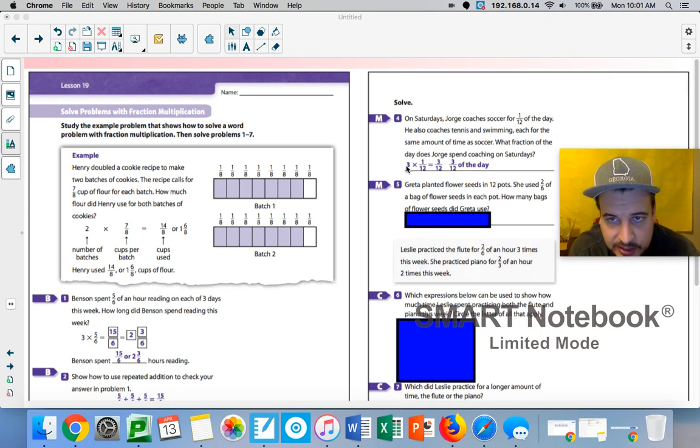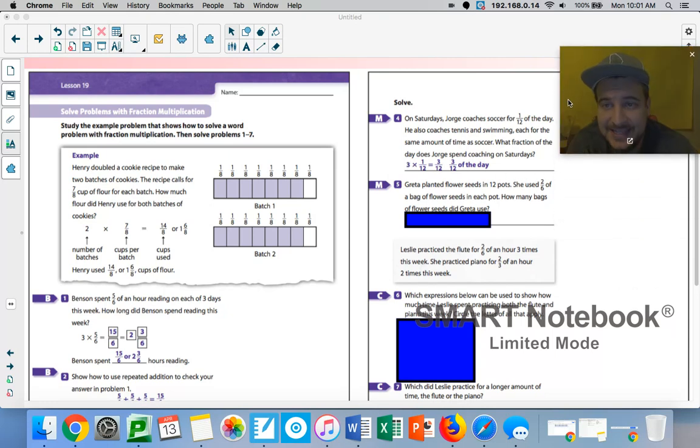So on Saturdays, George coaches 1/12 of the day. He also coaches tennis and swimming, each for the same amount. So that's 3 sports, soccer, tennis, swimming, 3 times 1/12. For the same amount, what fraction? So 3 times 1/12 would equal 3/12. 3/12 of the day he spends coaching.